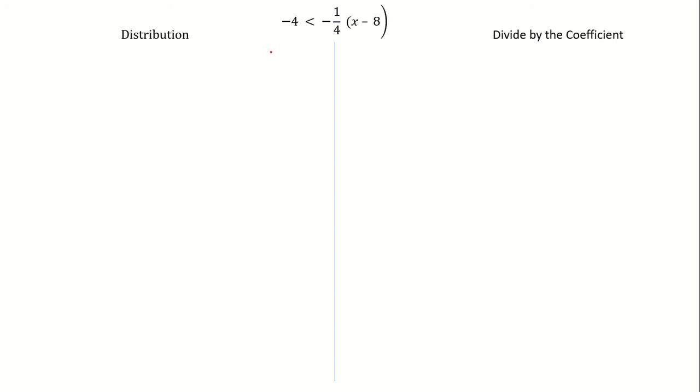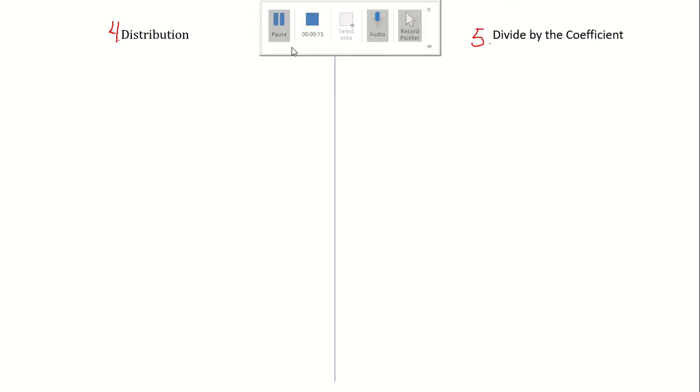Hi everyone, last video for our Show What You Know review. In this one we're going to be tackling two problems at once. Question 4 right here, this is going to be the distributive property, and question 5, dividing by the coefficient. And they both use the same number, so I thought it makes sense to do them in the same video.